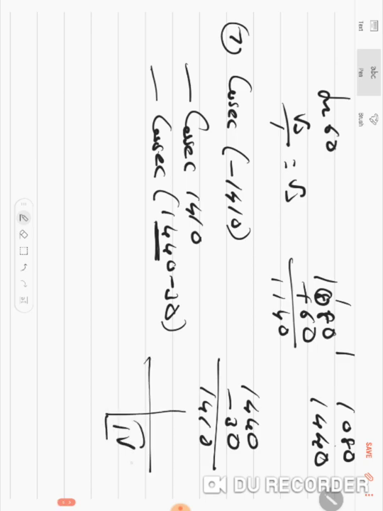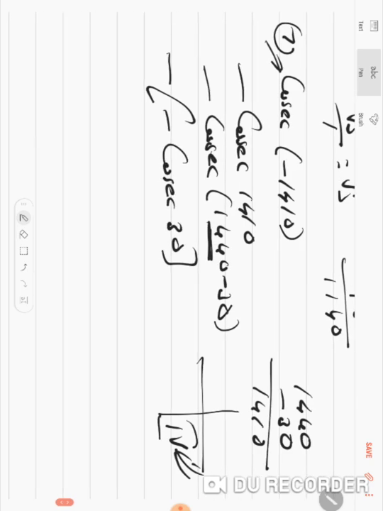Fourth quadrant. Can you see? So all school taught to children, cos only is positive. Cosecant is reciprocal of sine, so it will be negative. So minus cosecant 30. What is sine 30? Sine 30 will be 1 by 2. So cosecant 30 will be just 2. So plus 2 will be your answer.